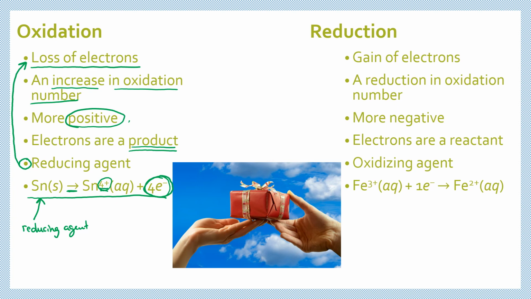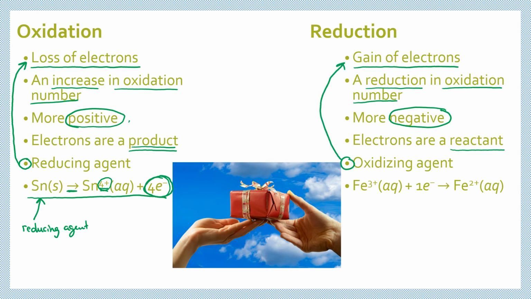And then over here, reduction, the opposite of oxidation, gain of electrons. And this can be seen as a reduction in the oxidation number or becoming more negative. Doesn't mean that you'll see a negative sign. It just means there's a decrease in the oxidation number. And then the reactants would be the place where the electrons are located in a half reaction. Oxidizing agent would be the one that is gaining the electrons.